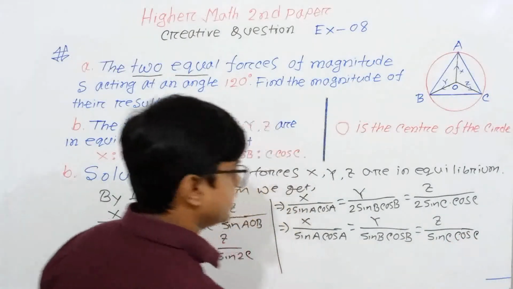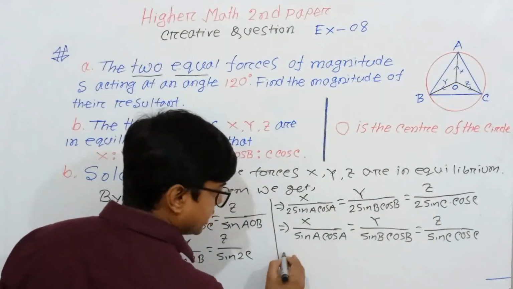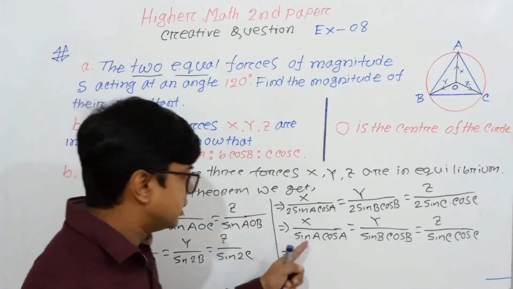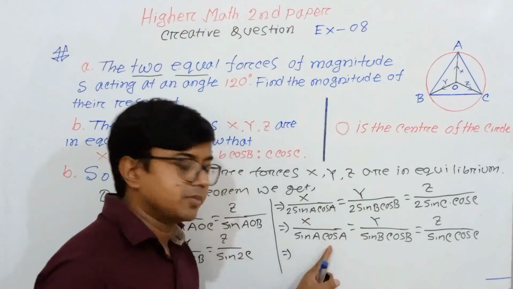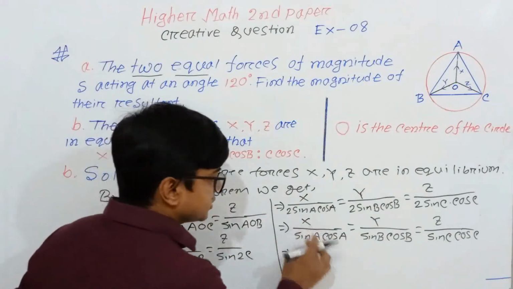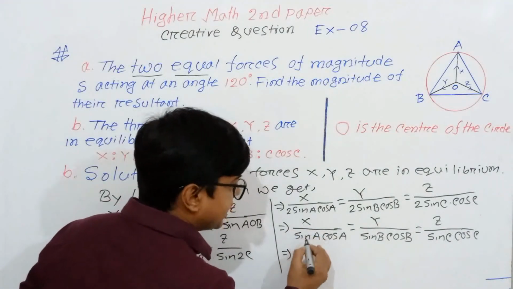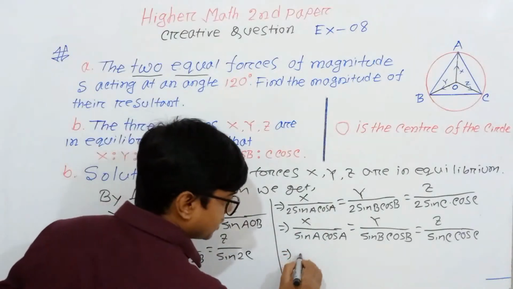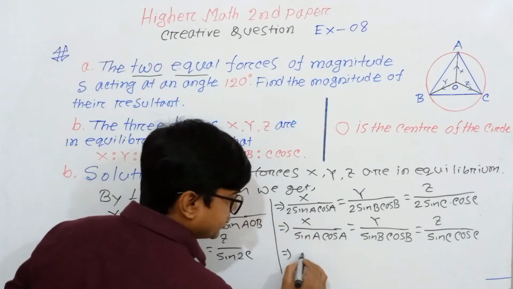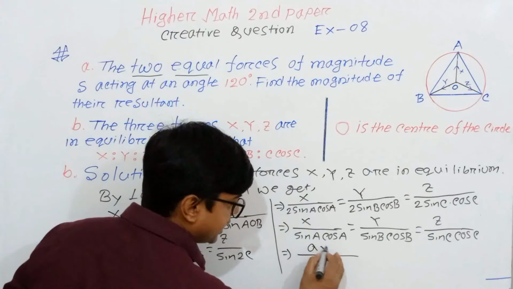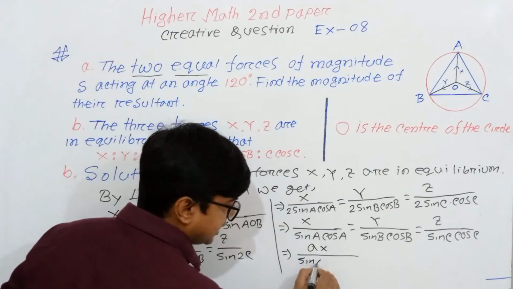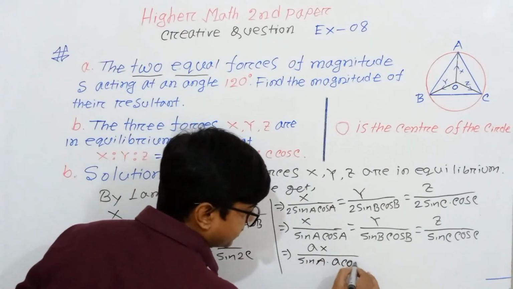And here after this line we can write, now here sin A cos A. Now multiplying by A on numerator and denominator. That's why AX by sin A into A cos A.